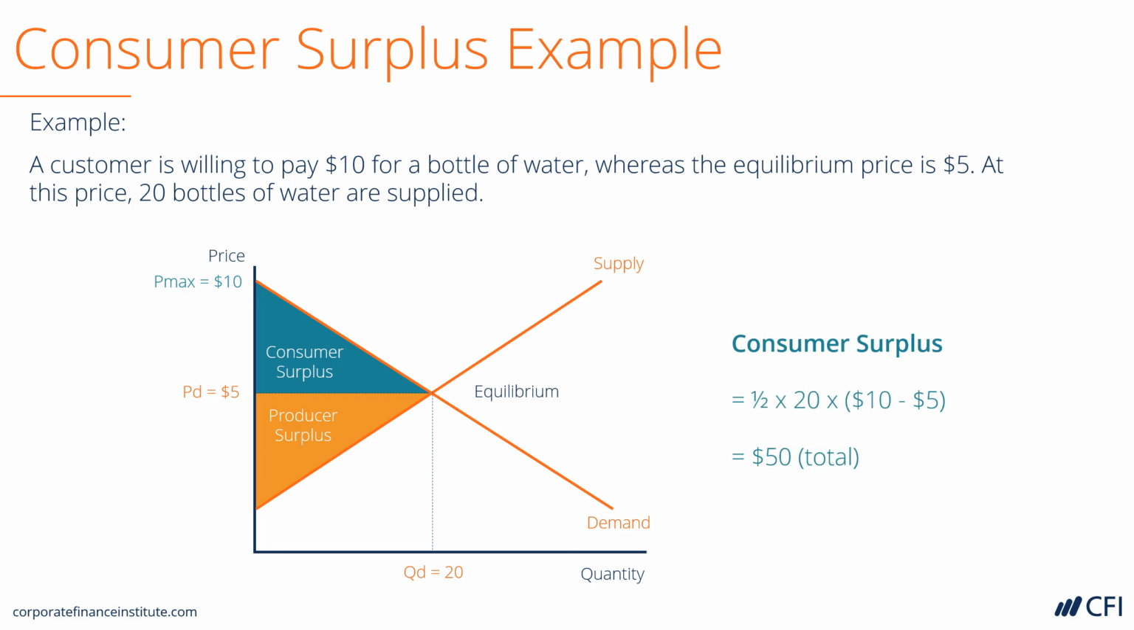So what is the consumer surplus? Well, recall from earlier that the formula is half of the quantity, which is 20, times the maximum price minus the market price. That is $50 of total consumer surplus in the market. Let's also look at the surplus on a per bottle basis. If there are 20 bottles supplied and the total surplus is $50, then that equates to $2.50 per bottle of surplus. In this case, the producer surplus is also equal to $2.50 per bottle.